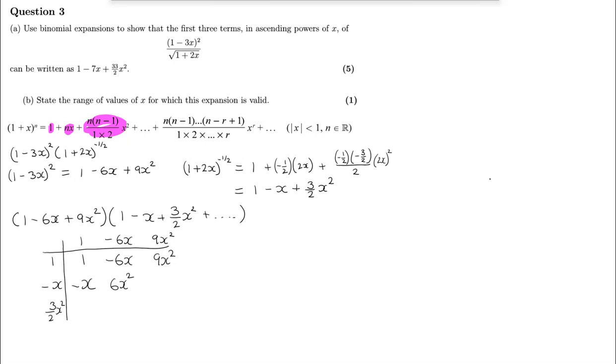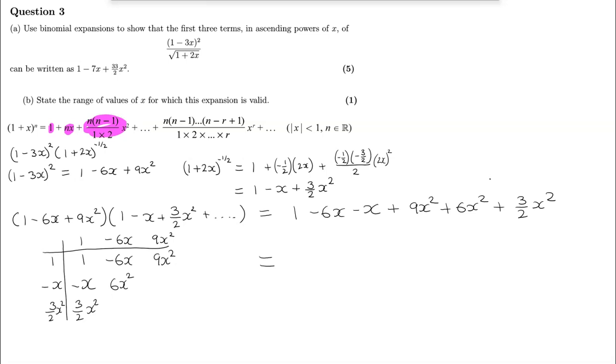And then the 3 over 2x squared term, we're only interested in timesing that by the 1. When we times it by the x, or by the x squared, we're going to get x cubed terms, we're going to get x power 4 terms. Not interested. So these are the only ones that I want here. So expanding this all out, I'm going to get 1 minus 6x minus x, and I'm going to add the 9x squared, the 6x squared, and the 3 over 2x squared.